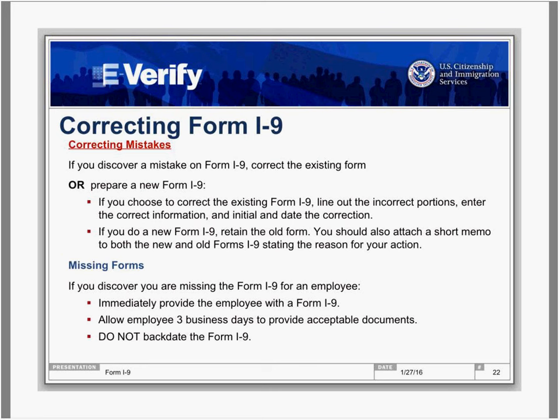Correcting the I-9. Correct mistakes. I know employers that go, hey, if we make a mistake, we don't make any corrections. We just complete a new one. We attach the old one to it for historical files. But yes, you can make a correction to the I-9. How do you do that? The area that needs to be corrected, draw a line through the item, make the correction off to the side, initial and date. That's it.